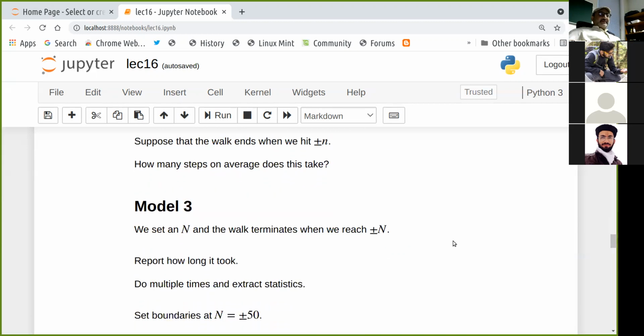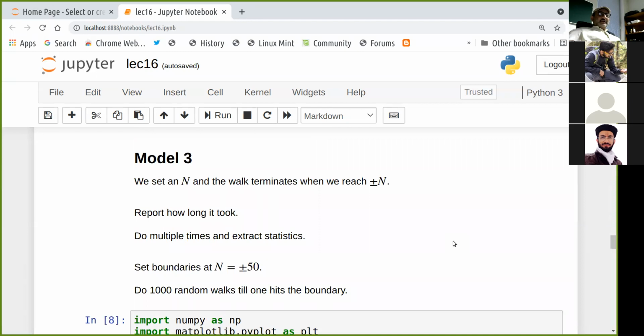Again, let's do this multiple times and extract some statistics. I'm going to set the boundaries at n equals plus or minus 50, do 1000 random walks, and in each walk, when it hits either plus 50 or minus 50, the walk stops, and we keep track of how many steps it took before you hit either boundary.